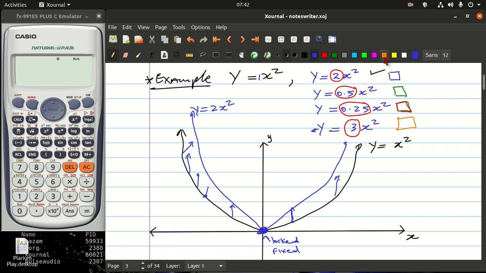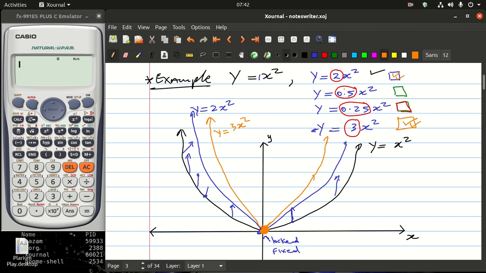But I want you to take a note that this point here is locked with the nail, it's not going anywhere. So this new curve will be going like this, and then it should be a nice curve like this. So this is y is equal to 3x squared. So we are locking this point here, it's not going anywhere, so it's just sitting there.